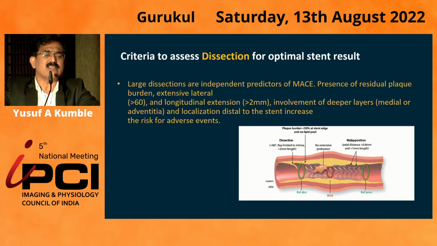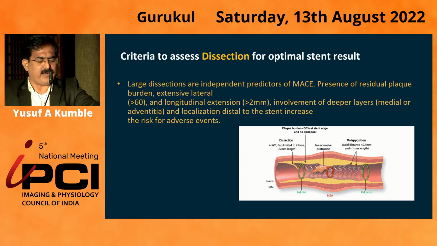Regarding the criteria to assess dissection for optimal stent result, large dissections are independent predictors of MACE. Presence of residual plaque burden, extensive lateral extension of more than 60 degrees and more than 2 mm longitudinal extension, involvement of deeper layers of the media or adventitia, and localization distal to the stent increase the risk of adverse events. If your dissection is less than 2 mm and less than 60 degrees, the chance of restenosis is less.